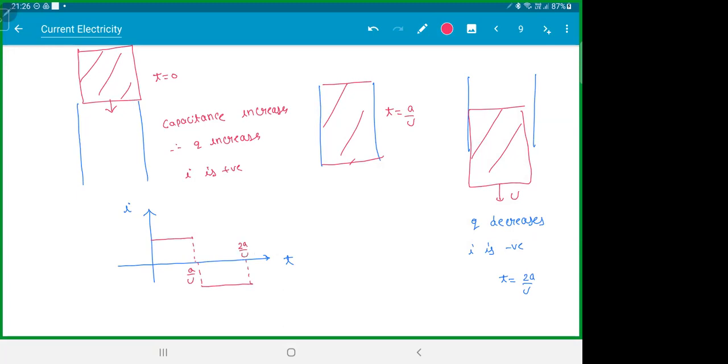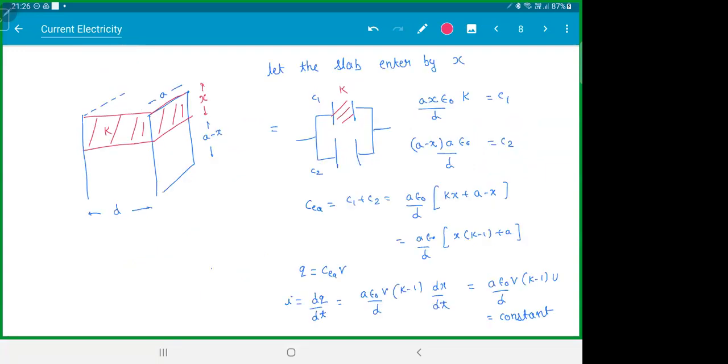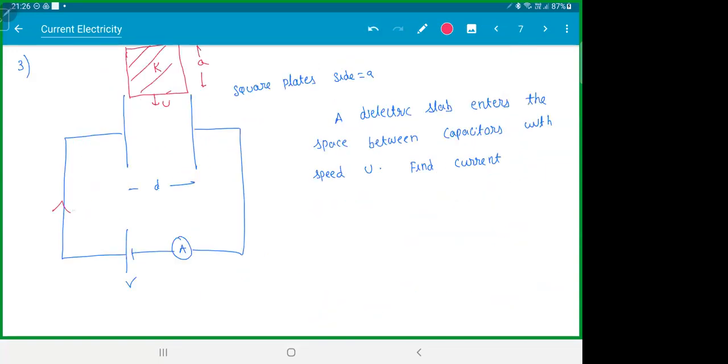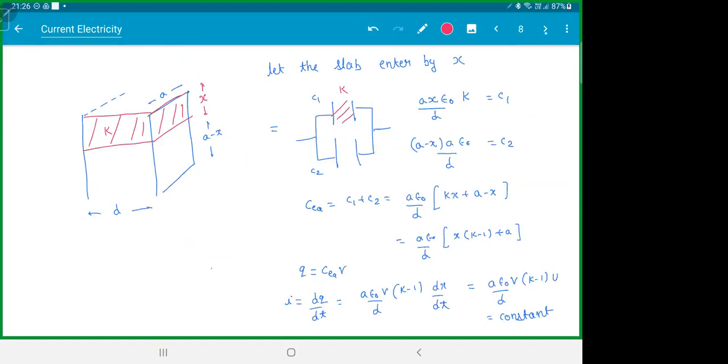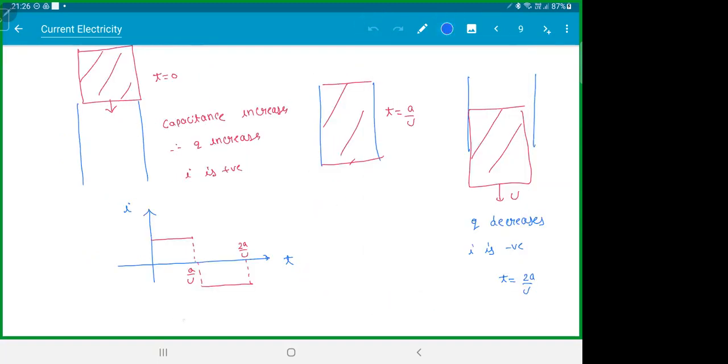This is the catch. The current goes into the battery for some time, then the current comes out of the battery for some time. You're getting it? Current will reverse direction. So initially current will flow like this when it is entering. Once it is leaving, current will actually reverse sign. This is the important thing. So most people think current is constant, but they forget this part. So current reverses direction when the slab is coming out.